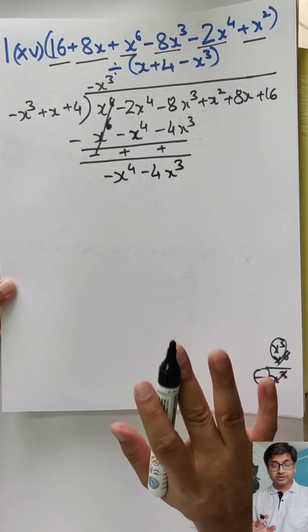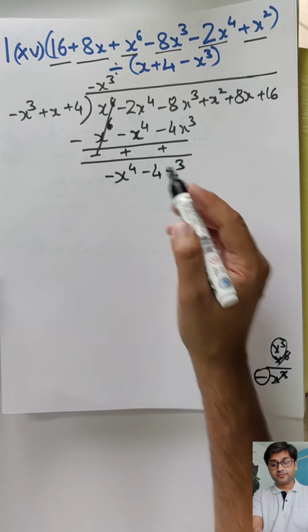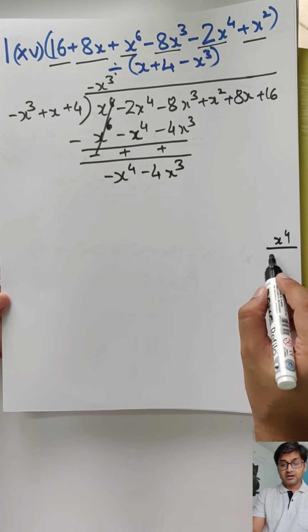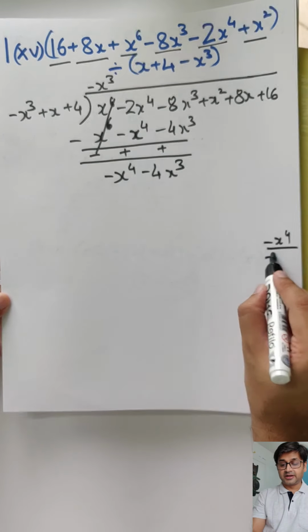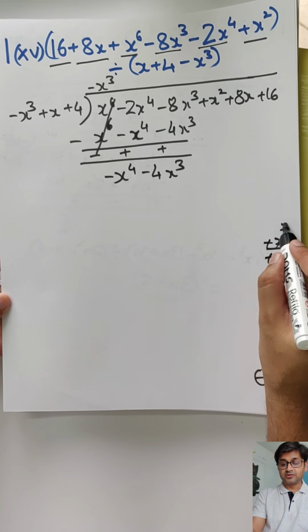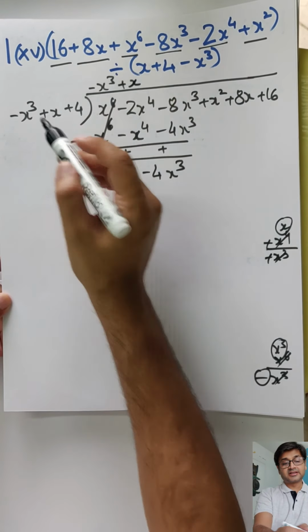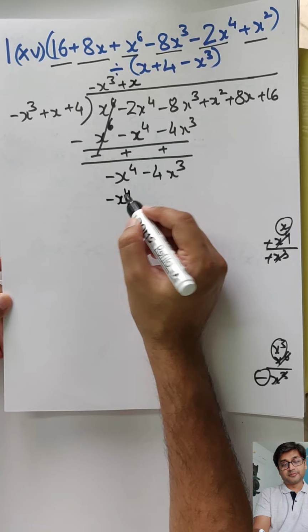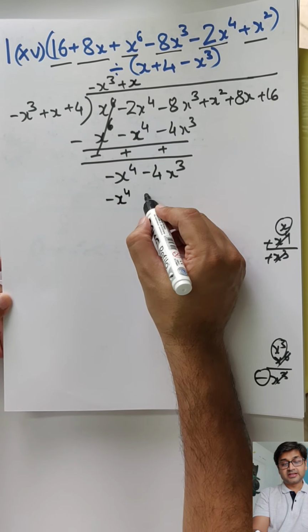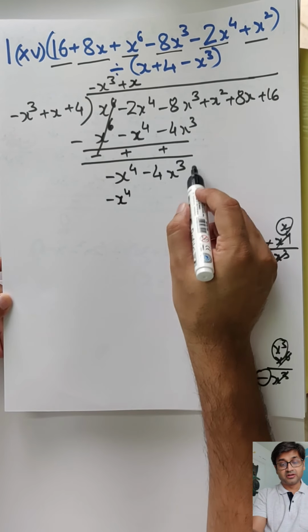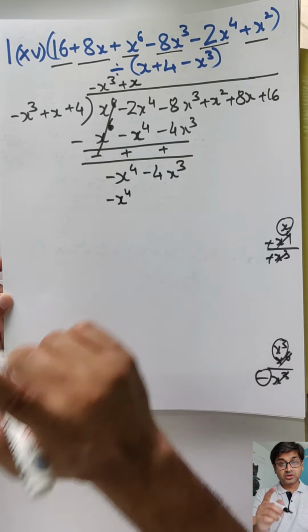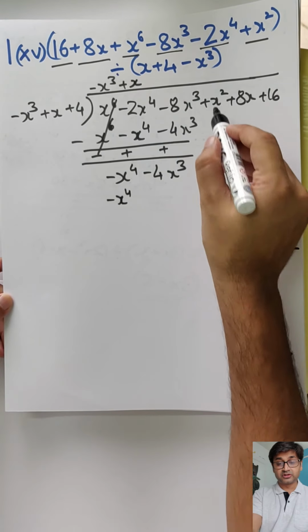Don't bring anything down yet. Now just divide these two. So x⁴ divided by negative x³. Cancels and only x left. So I will write over here plus x. Plus x into x³ minus x⁴. Plus x into x². Now x² is not here. It is here. So don't get confused on this one.